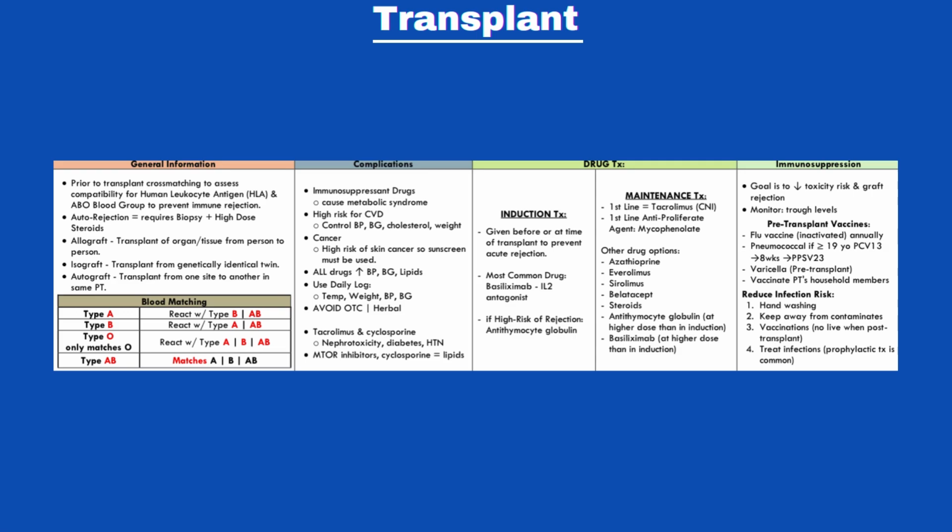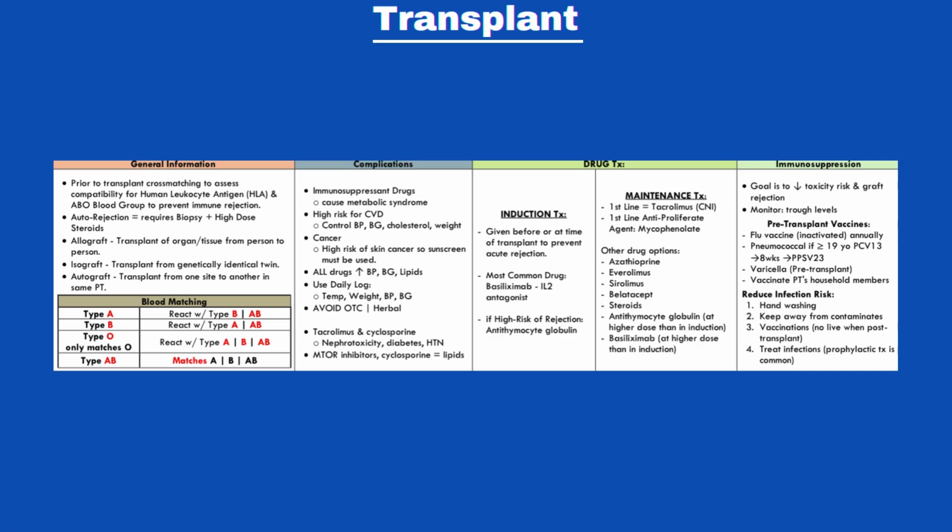If the patient is simply given the transplant, the organ, the body may reject it. So we have to first suppress the body from attacking itself since it is a foreign object in the body. And this is done through immunosuppression. So the goal is to decrease any toxicity risks and graft rejection. We want to monitor trough levels.